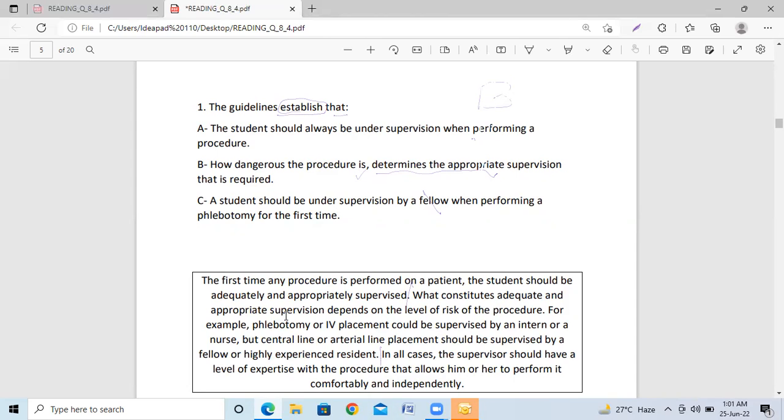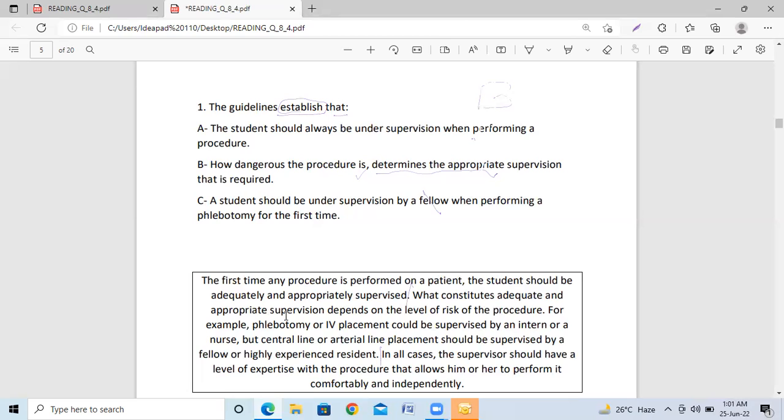The next says, what constitutes adequate and appropriate supervision depends on the level of risk of the procedure. Okay, what type of supervision is needed? It depends on how risky the procedure is. For example, then they have given examples. Phlebotomy or IV placement could be supervised by an intern or a nurse. They have then mentioned two procedures, phlebotomy or IV placement, as examples, and then they said who can supervise a student for these procedures? An intern can do that, as well as a nurse can do that.